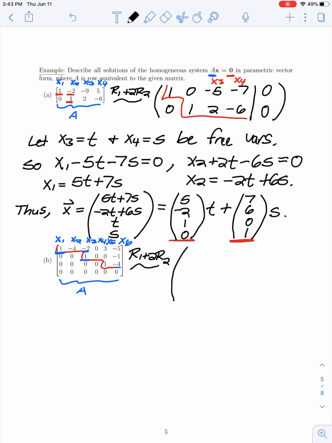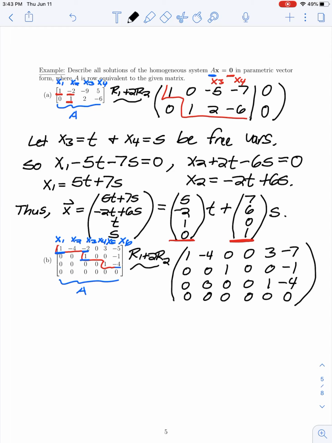So let's see what this gives me. I have, for my first row, 1, -4. My 2 minus 2 becomes a 0, 0, 3, and -2 plus my -5 is -7. My second row is 0, 0, 1, 0, 0, -1. My third row is 0, 0, 0, 0, 1, -4. And my last row was a row of all zeros.